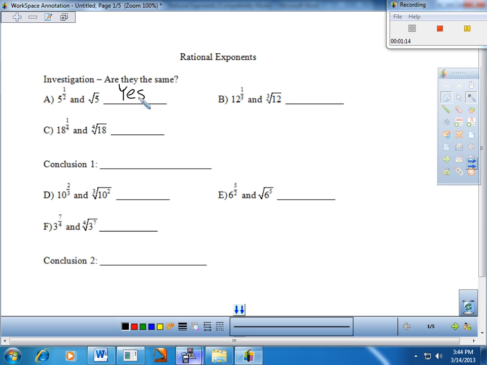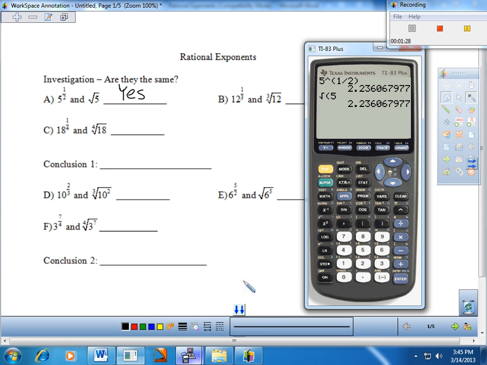Let's move over to part B. 12 to the 1/3, here's your fractional exponent or rational exponent. How does that compare to the cube root of 12? So I'm going to bring my calculator up again and do exactly that. So 12 raised, and then let's go 1 divided by 3, and we get that number right there. Keep an eye on that number if you would, because now I'd like to take a look at the second representation, which would be the cube root of 12.